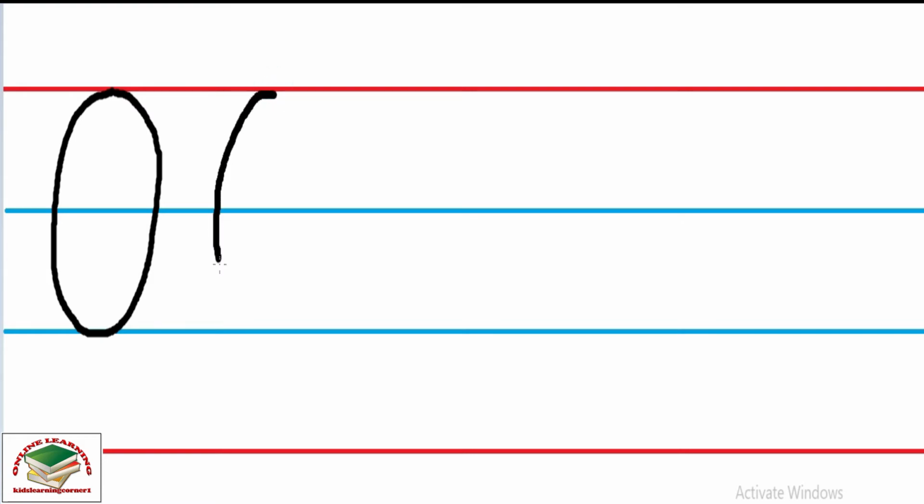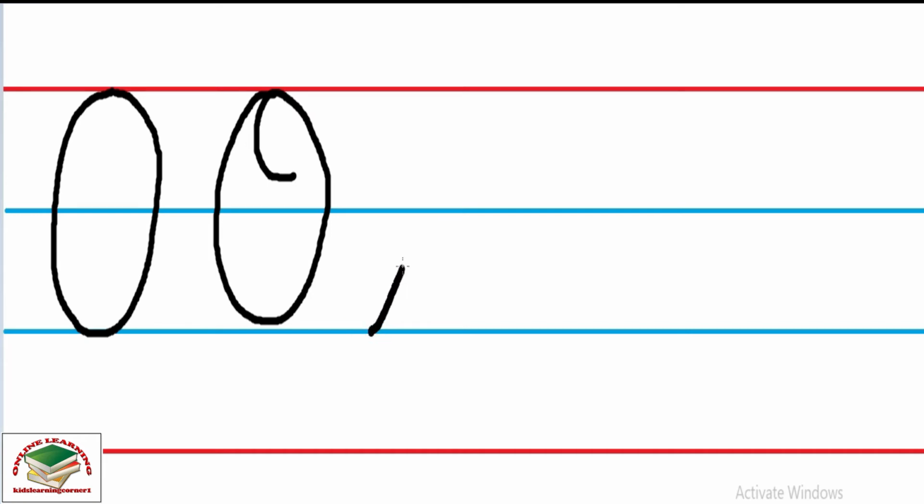You need to write like normal O. After joining this, you need to make a curve inside. This is cursive O. Now, small O.